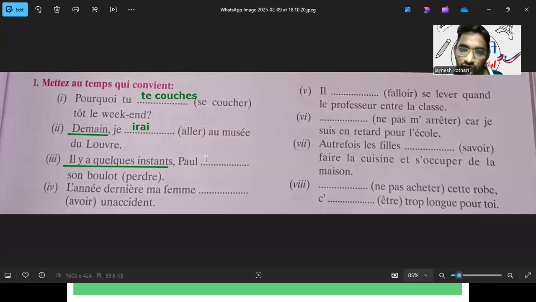Very good. Past, yes. So the subject pronoun is Paul. Paul is a boy, okay? So I'm just assuming il, the form of venir, perdre.